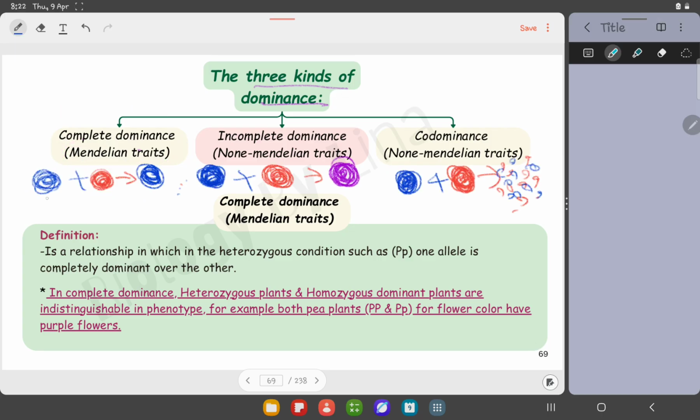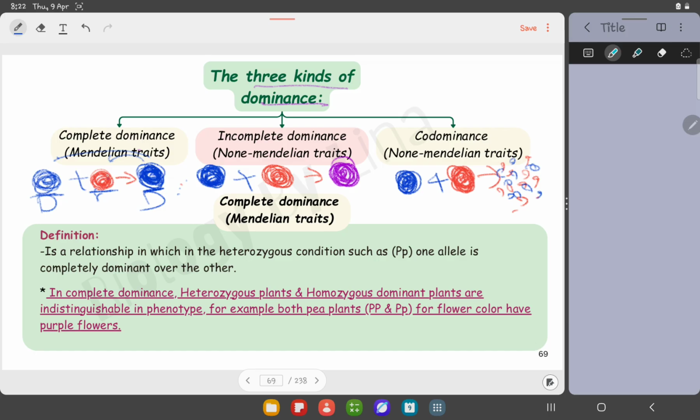In complete dominance, we said we have only two traits. For example, you can look here. If we cross this blue with this red, only one of the parents' phenotypes will appear in the F1 generation. It means it appears blue. For example, let's say this is the dominant and this is the recessive. So the dominant one will appear in the F1 generation. This is complete dominance. Why? Because the dominant will cover or mask the effect of the recessive. That's why only the dominant trait appears in the F1 generation. And this is complete dominance.